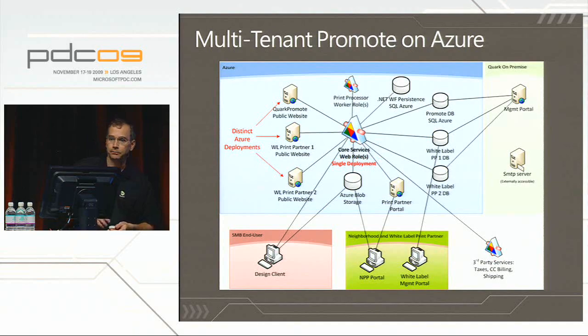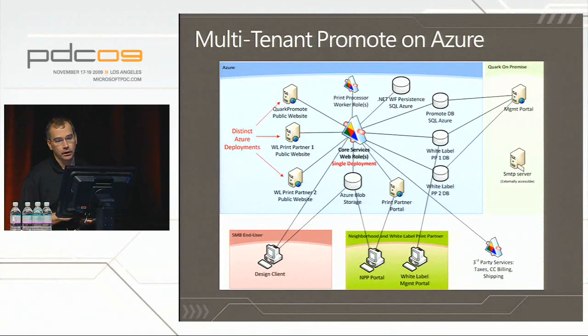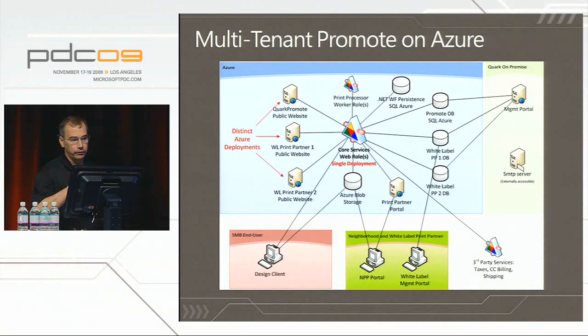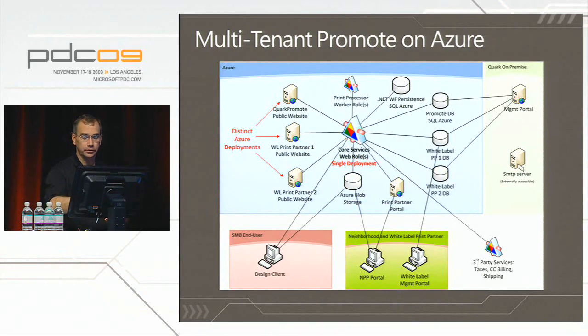So what does it look like now? So the multi-tenant version of Promote, again, we've got distinct Azure deployments for the different public websites, the core Promote website being the first one, and then different white labeling partner websites. A single deployment of shared core services, multiple web roles. We're running with, I think, 4 different web roles right now, and multiple worker roles. Again, the single workflow persistence database in SQL Azure, and then multiple SQL Azure databases based on tenant. And again, the same blob storage. The design client remains primarily the same.